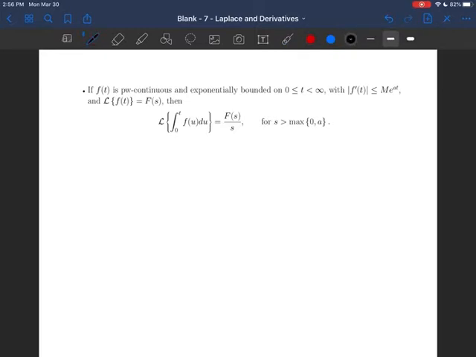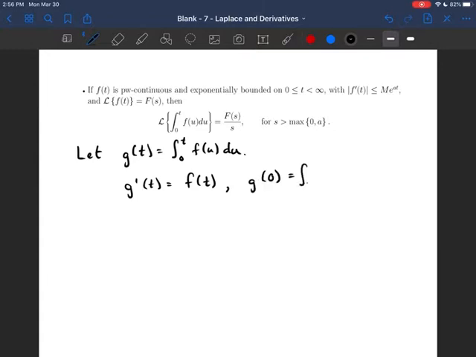So how can we prove this? This one I do want to actually go through the proof of, because we haven't done that before. So let's begin by letting g of t be this integral from 0 to t of f of u du. There's a couple of things that we might notice here. First of all, the derivative of this function is f of t, right? That's from the second fundamental theorem of calculus. And secondly, g of 0 is equal to the integral from 0 to 0 of f of u du, which is 0, right? You're integrating from 0 to 0.